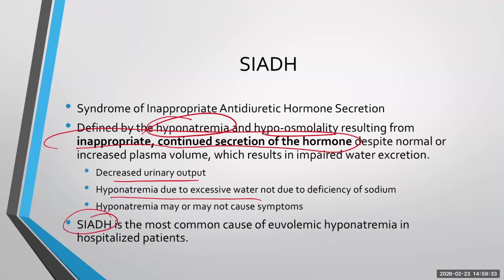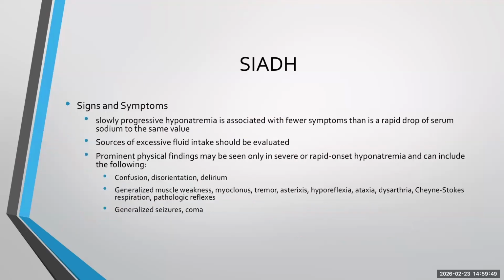So SIADH is the most common cause of euvolemic hyponatremia in hospitalized patients. Euvolemic, their volume status is normal. It's not changed at all, but they're still hyponatremic with that volume status. Signs and symptoms: progressive hyponatremia with fewer symptoms, since it's slowly progressive. You don't want to have rapid changes in serum sodium. Don't go crazy with repleting it, not too fast.